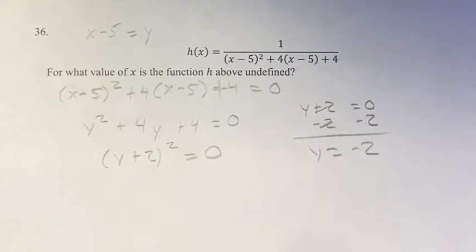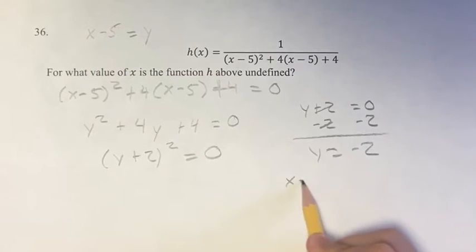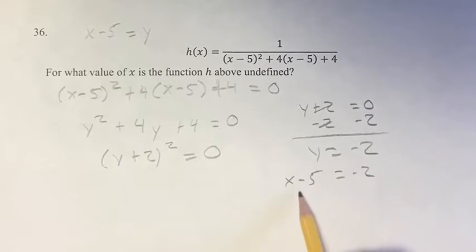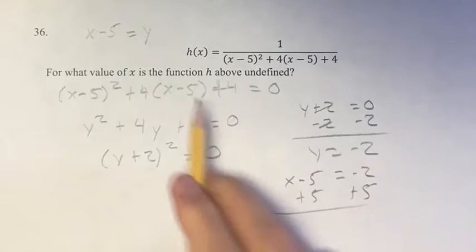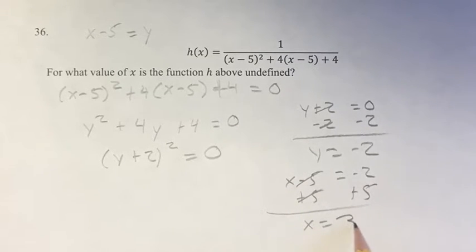All right, is that what we're looking for? No, we're looking for what value of x. Since x minus 5 is equal to y, we can just plug x minus 5 back in after we took it out. And adding 5 on both sides, we find that the function h is undefined when x is equal to negative 2 plus 5, which is 3.